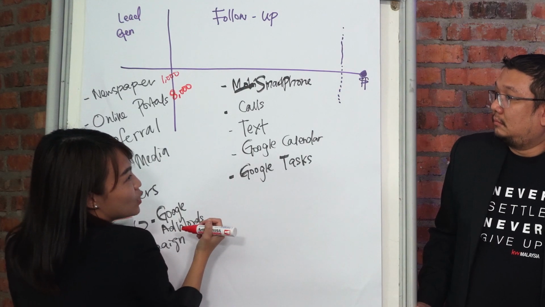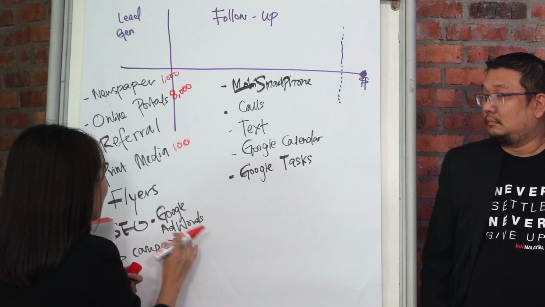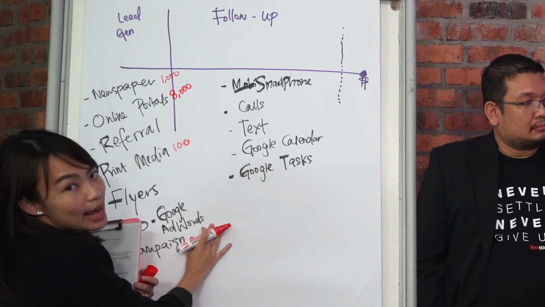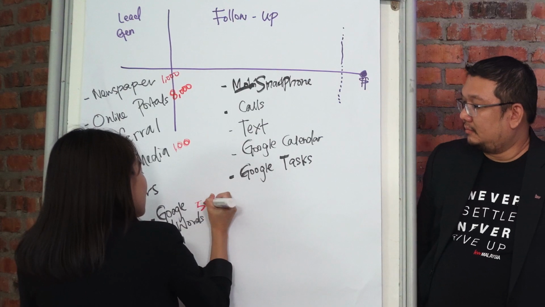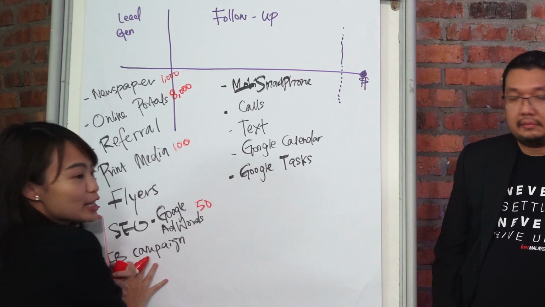Print media, flyers are cheap. Flyers are 300 to 400. What about your SEO for your Google AdWords? I would say the last bill I got was around 100, and you can put it at around 500 ringgit a year. I don't spend much on SEO anymore. 50 ringgit a month? Yeah.